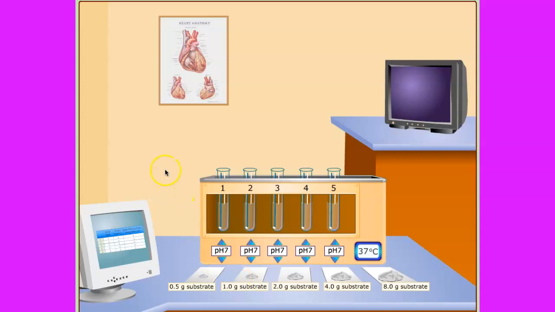So for the second experiment, we're going to be looking at the effect of substrate concentration on enzyme activity. That means we're going to keep pH the same and the temperature the same. So the first tube, I'm going to add 0.5 grams. I'm going to add 1 to the second tube, 2 grams to tube 3, 4 grams to tube 4, 8 grams to tube 5. Now let's take a look at our data.